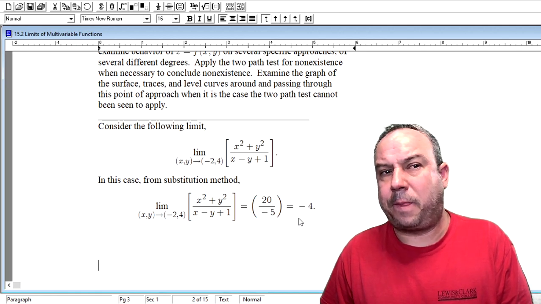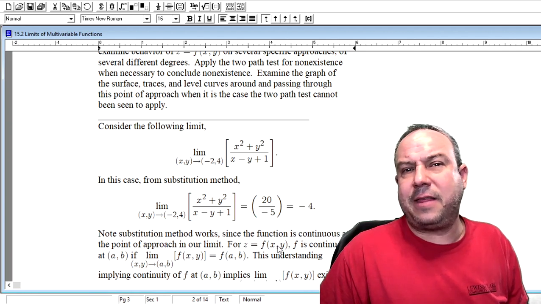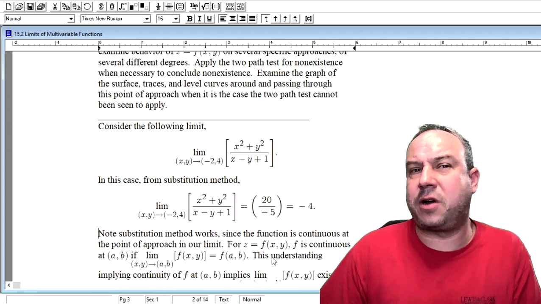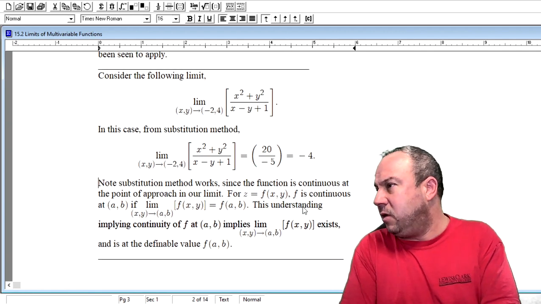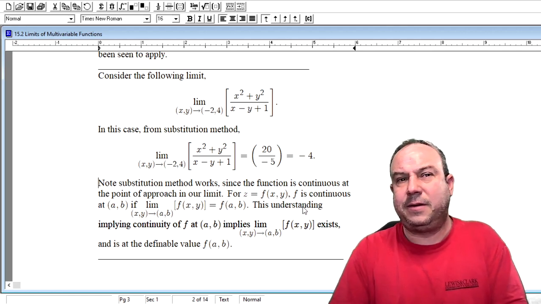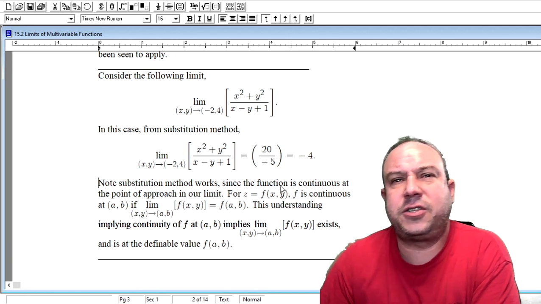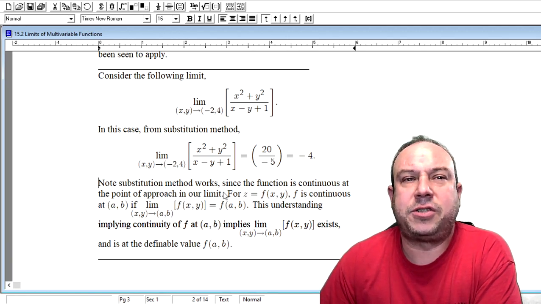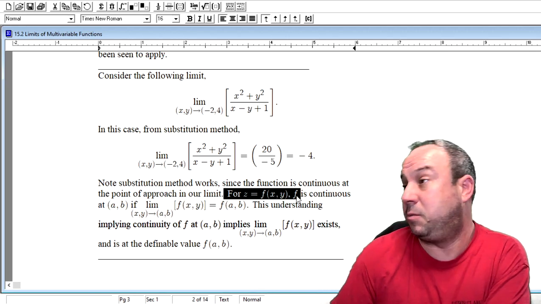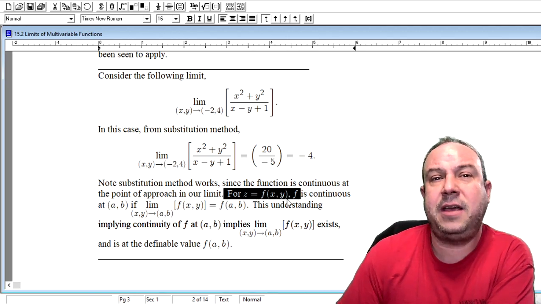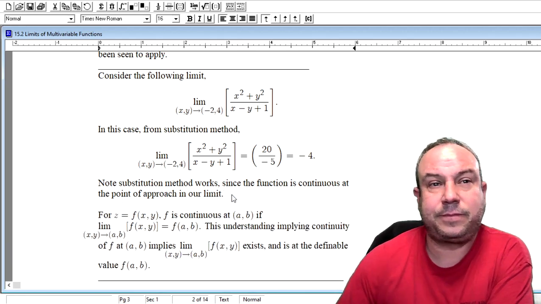And substitution works here because our function is continuous here. All right? The function is continuous at the point of approach in our limit, right, for z equal to f of x comma y. And f is continuous at a comma b. All right? You want to recall that, right? Note, substitution method works since the function is continuous at the point of approach in our limit. And what we do take note on here is what it means to be continuous. For z equal to f of x comma y, f is continuous at a comma b. We might add this as the next line.